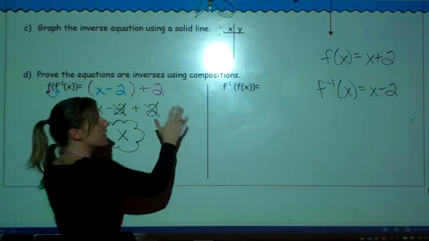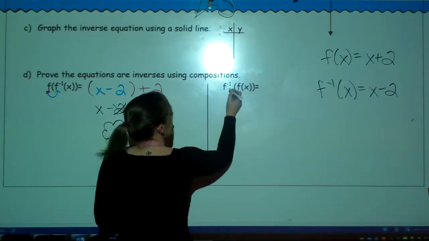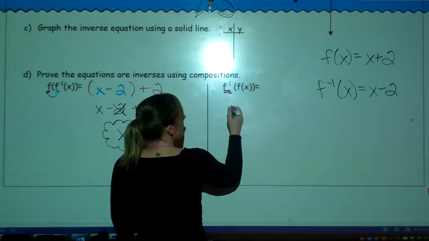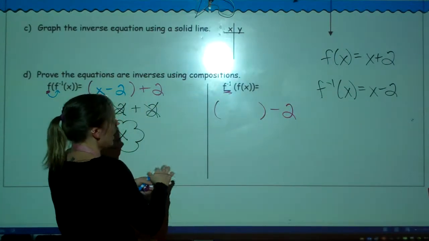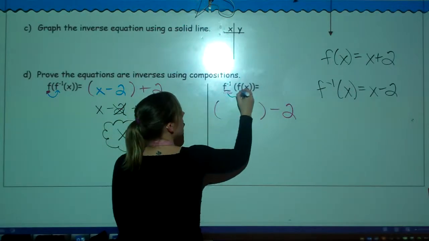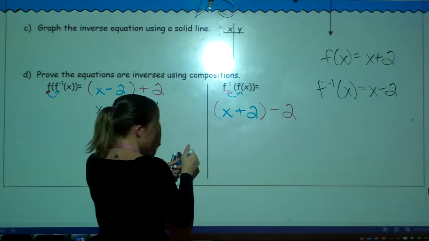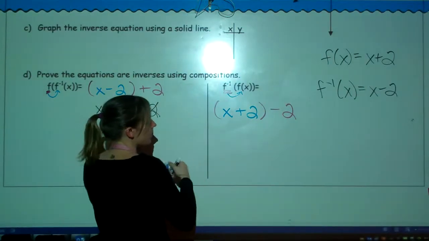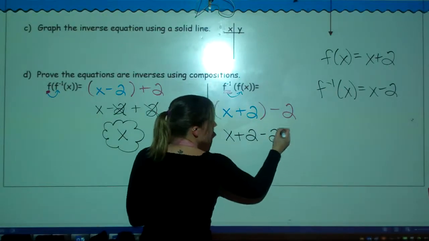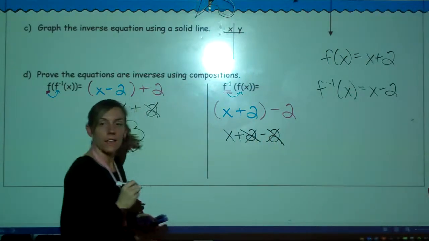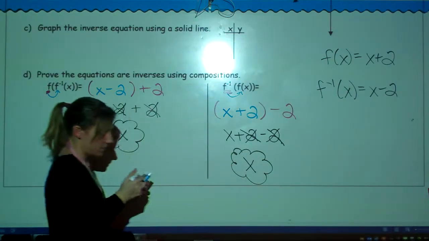So then we do it the same. We have to reverse it because it has to work in both scenarios. So I'm going to start with the inverse function, which is x minus 2. And I'm going to put in the original function, which is x plus 2. Again, there's no distributing or anything, so really that just means x plus 2 minus 2. Positive 2 and negative 2 cancel. And there I have my x right there.